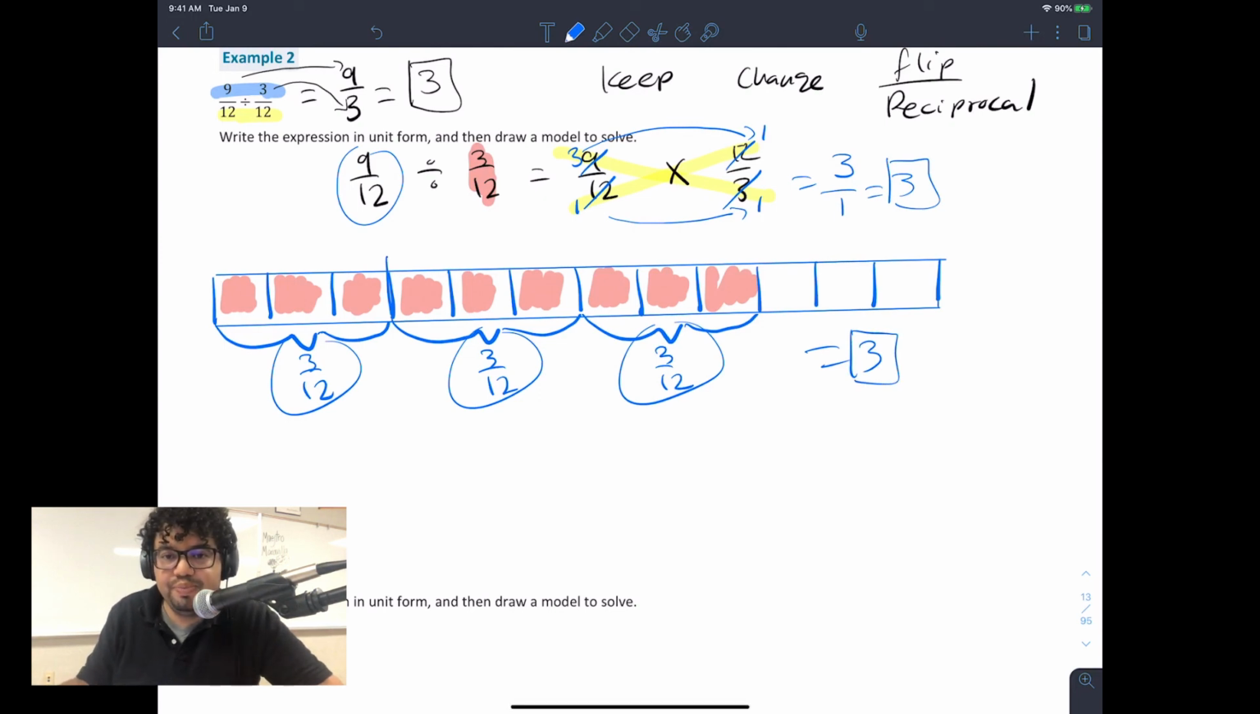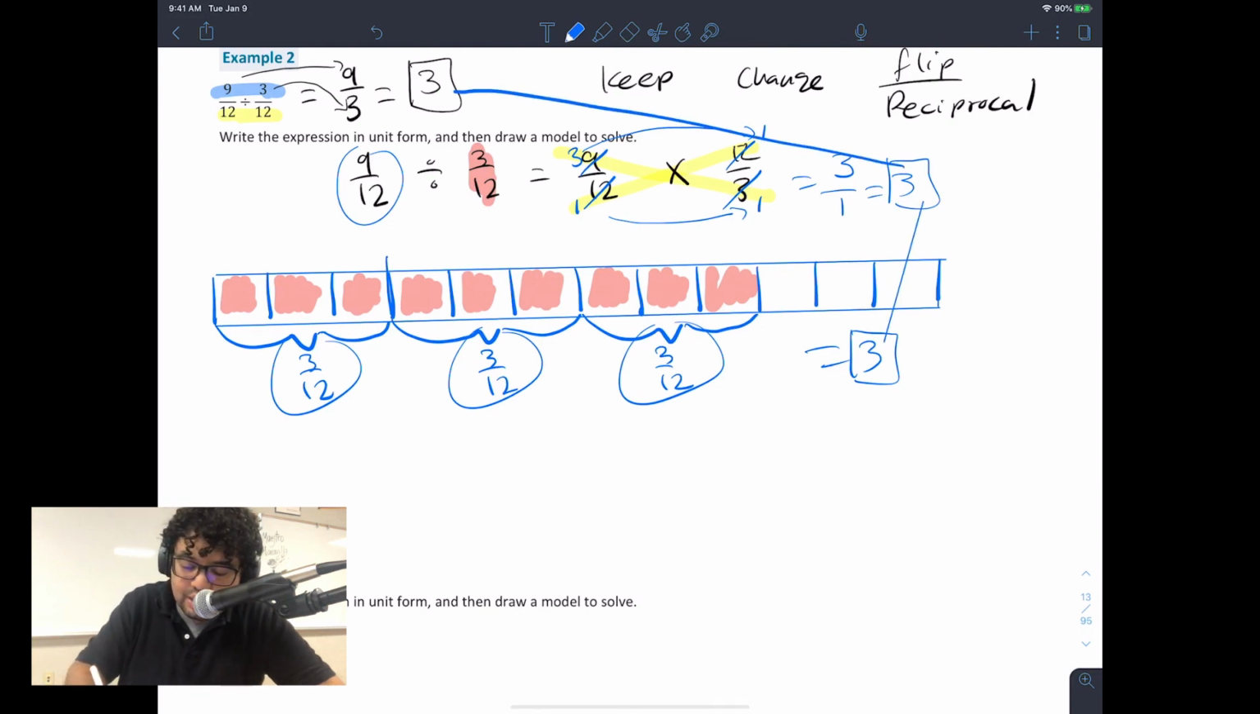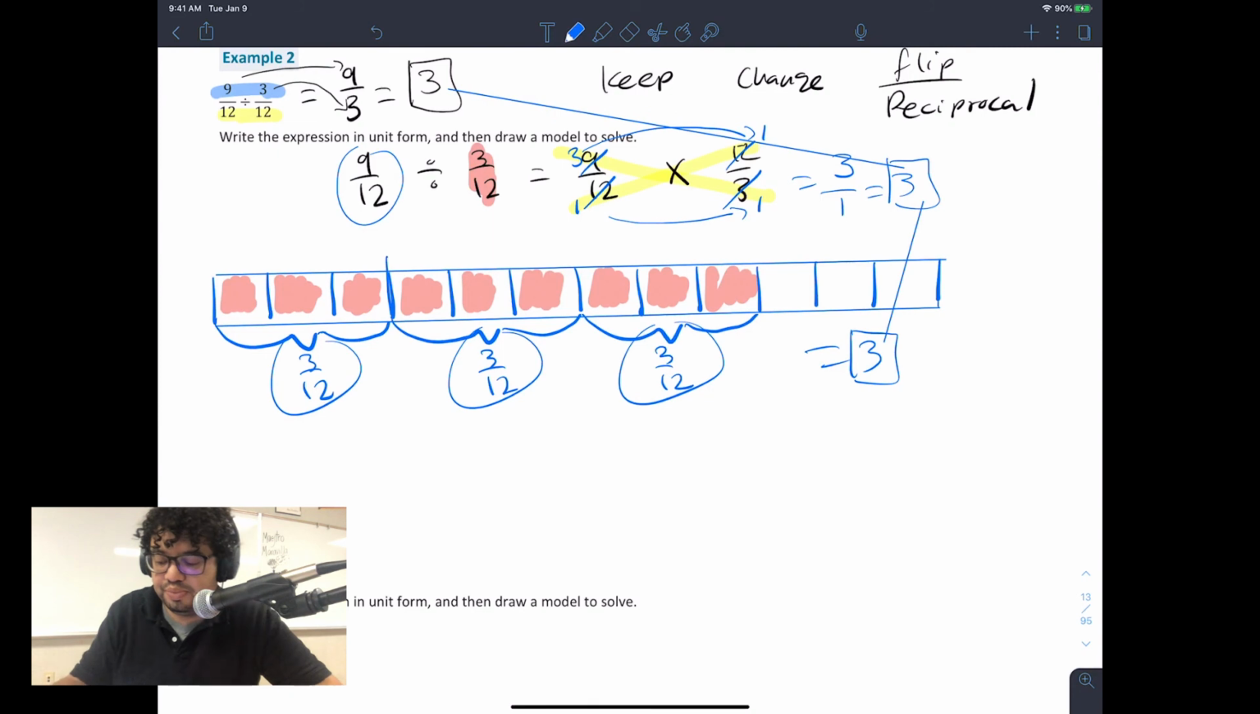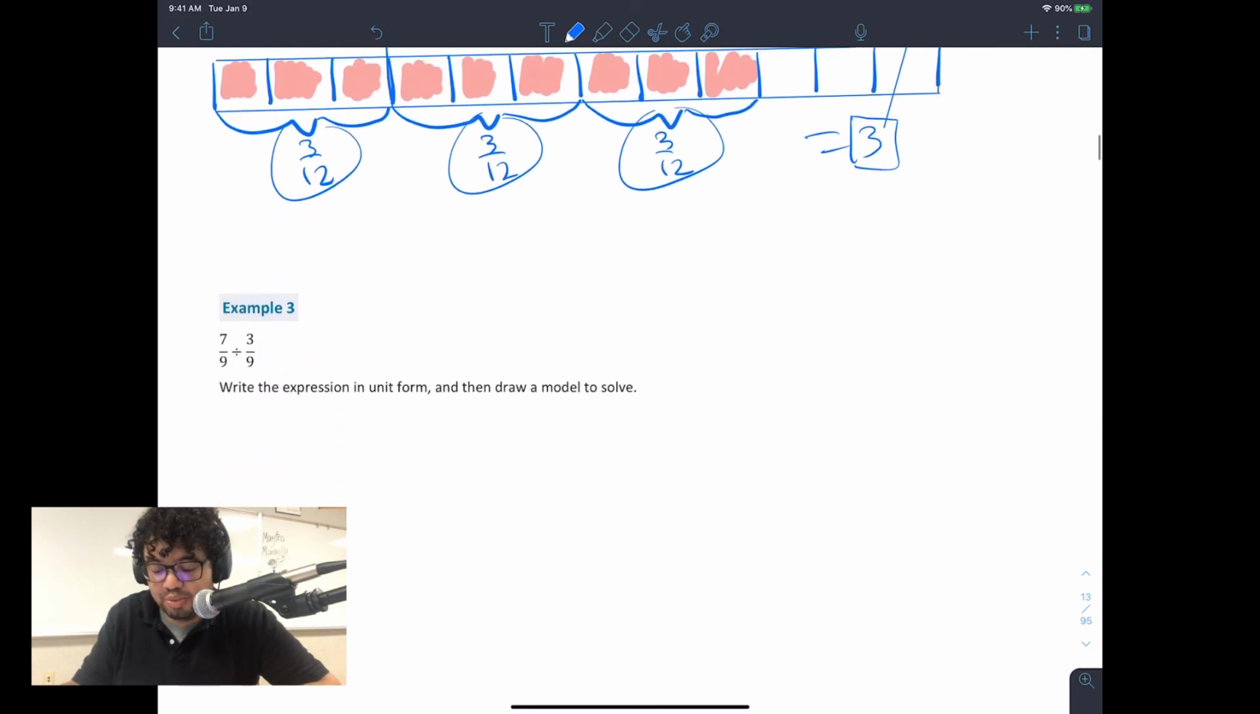Okay, and once again, that's the answer that I got right there. That's also the answer that I got right there. So there's multiple ways of doing this type of problem. Okay, there's the division of fractions. There's multiple ways to approach them. And I kind of show you a couple ways to do it here. Okay, let's go to example number 3.